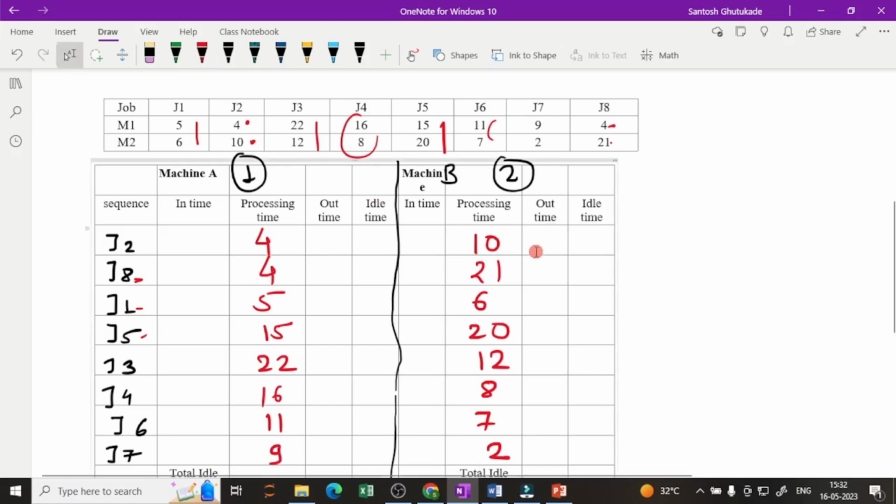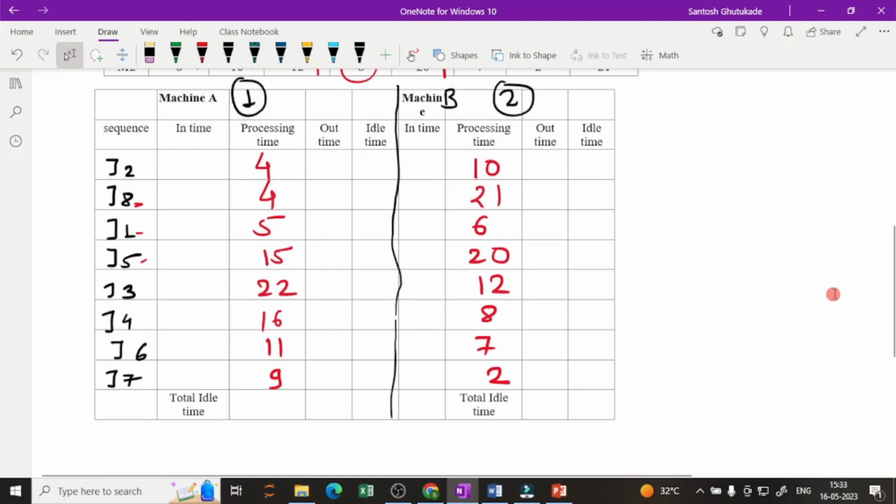And here 10, 21. So here for job number 8 it is 4 and 21. Okay, so here 21, then 6, then 20, then 12, then 8, then 7, then 2.